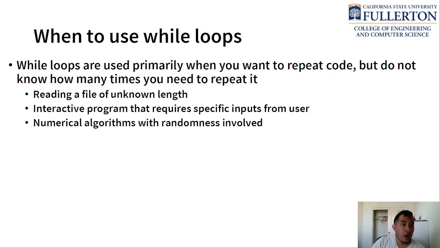So when do we want to use while loops? While loops are used to repeat code just like for loops, but they're primarily used for cases when you don't know how many times you need to repeat it. Some common examples of this are reading files, where you don't know how long the file is. Maybe you're writing an interactive program that requires the user to input something, and you want to continue to wait until the user submits a valid input. There are also numerical algorithms out there that rely on randomness. If there's any kind of randomness involved, you don't really know how many times you need to do something, so you can use a while loop to repeat code in that case.